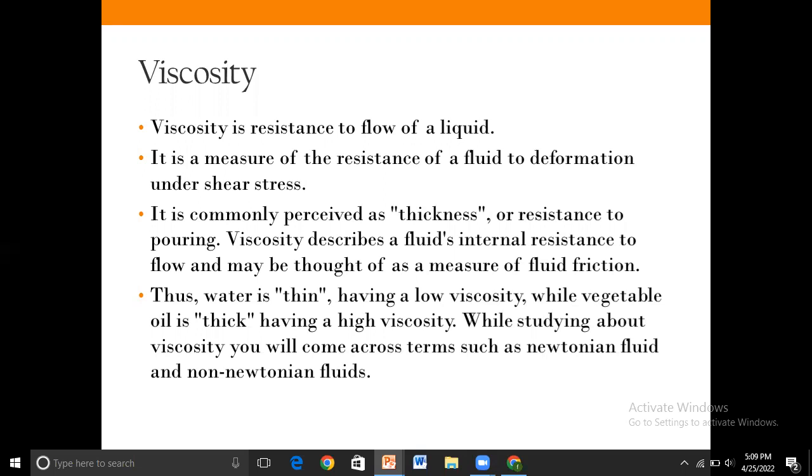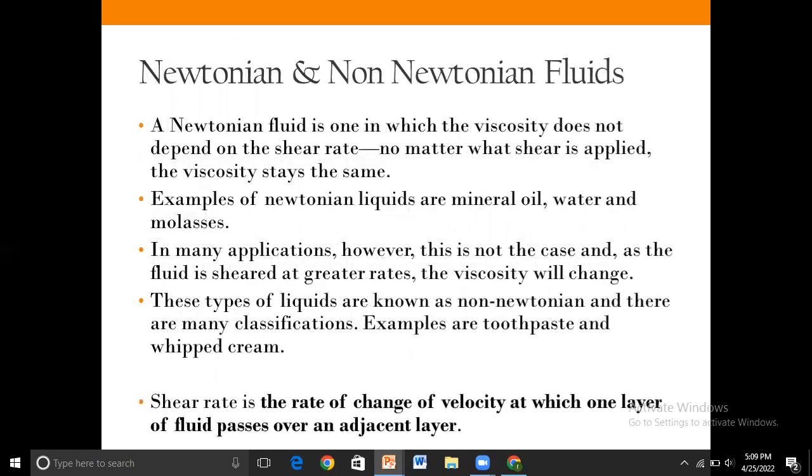This term might be new to a lot of people, so please write it down. This is important: Newtonian fluids and non-Newtonian fluids. A Newtonian fluid is one in which the viscosity does not depend on the shear rate. No matter what shear is applied, the viscosity stays the same. Changing the shear rate means changing the velocity as you pass the fluid from one layer to another.